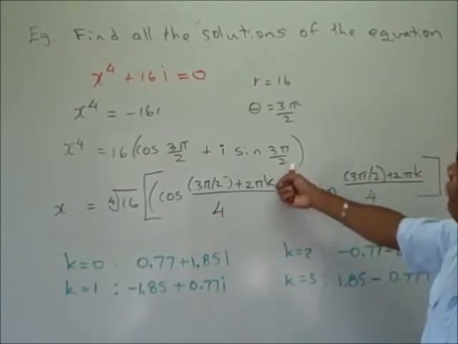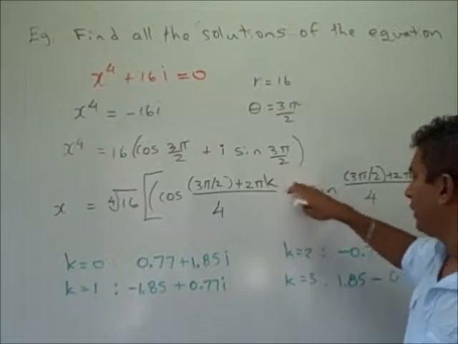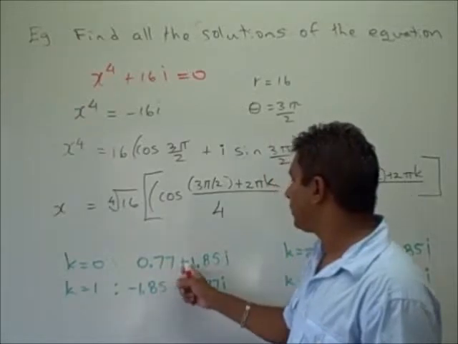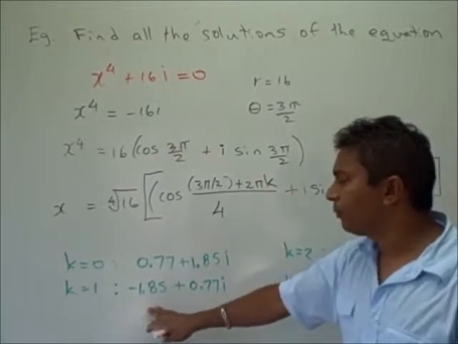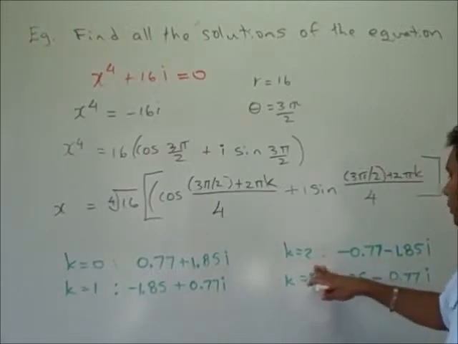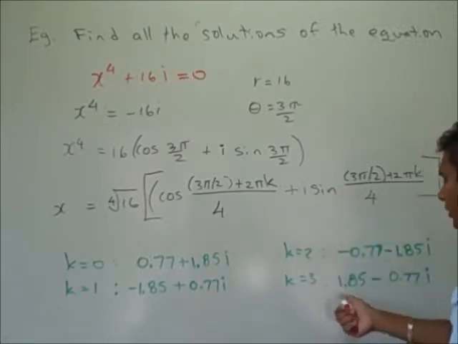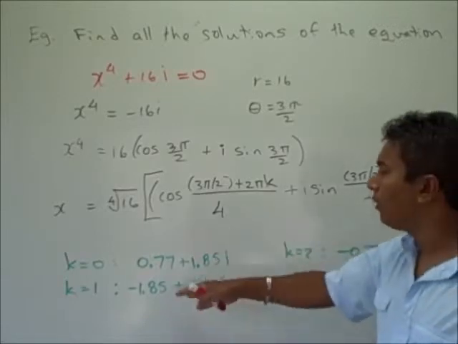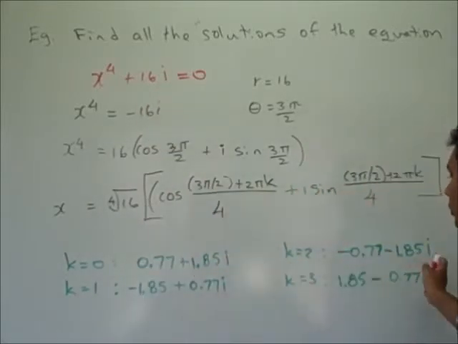So because we're finding the fourth root here, we're going to substitute k is equal to 0, 1, 2, and 3. So when k is equal to 0, this comes out to be 0.77 plus 1.85i. When k is equal to 1, then we have negative 1.85 plus 0.77i. When k is equal to 2, we have negative 0.77 minus 1.85i. And when k is equal to 3, we have 1.85 minus 0.77i. So here we have all four roots of x. So the solution for this equation would be these four complex numbers.